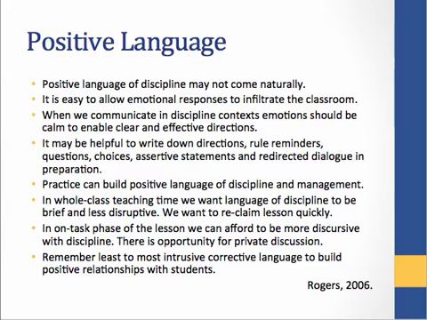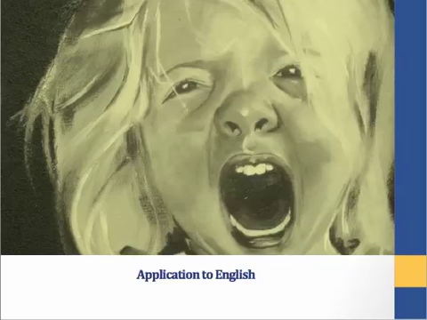In whole class teaching time, we want to use language of discipline that is brief and less disruptive, because we want to reclaim the lesson quickly. In the on-task phase of the lesson, we can afford to be more discursive with discipline, because here there's an opportunity for private discussion. But remember, the least to most intrusive corrective language is the best for building positive relationships with students. So to finish with, we're going to apply some of these strategies to an English lesson.